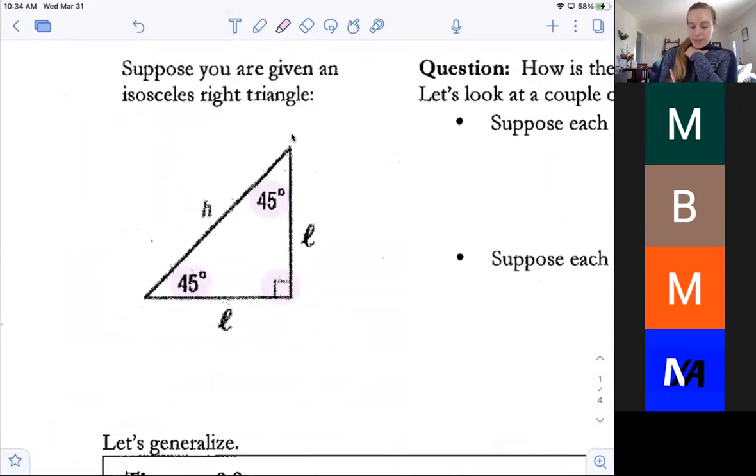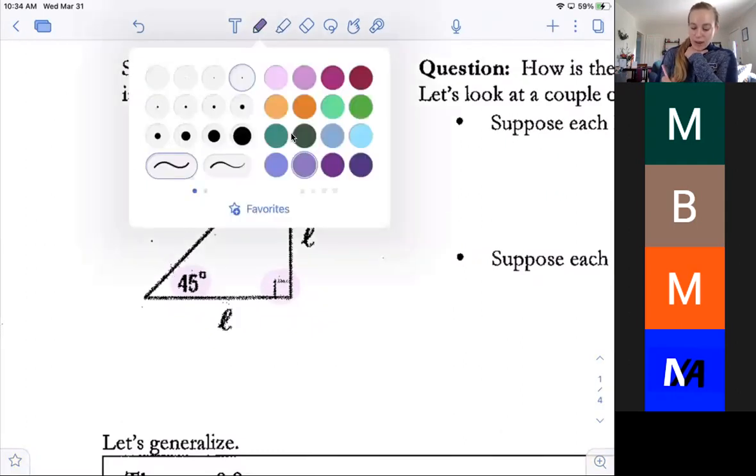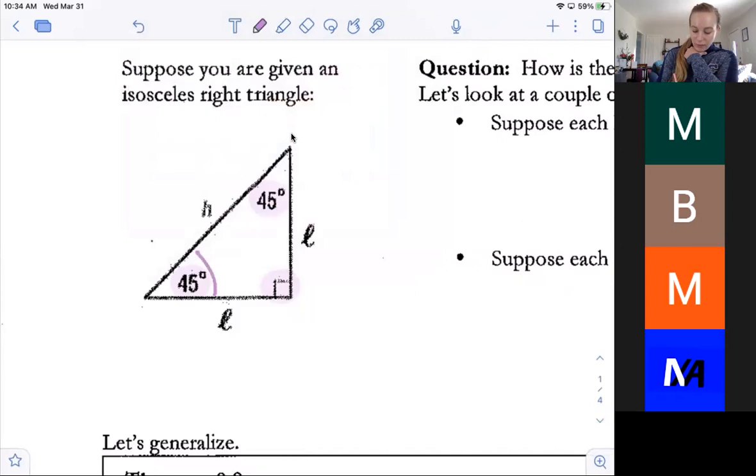Before I tell you the other type, I'm just going to remind us that 45, 45 means that I've got two angles that are the same. So 45 and 45 are both the same angle measurement, which means my base angles are congruent, which means that my legs are congruent. So it's an isosceles right triangle because the two base angles are congruent, and that makes my legs also congruent.